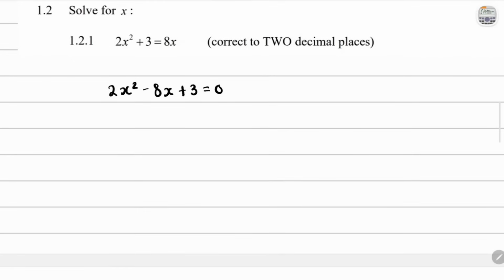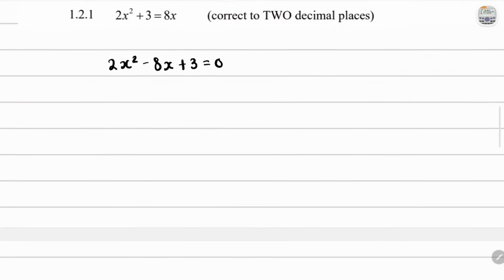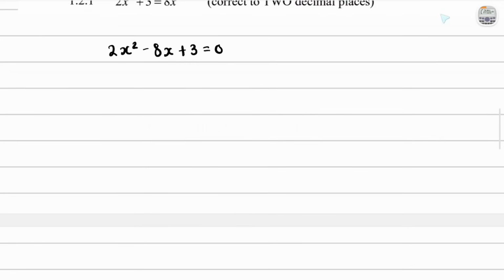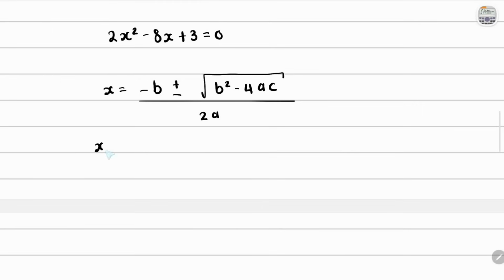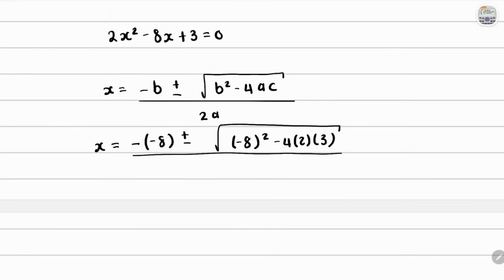Now that it's in standard form, we can use the quadratic formula, which looks like this. Now we're going to substitute our values. So x is equal to negative, and the value of b is negative 8, so that's negative (-8), plus or minus the square root of b squared, which is (-8) squared, minus 4 times a, which is 2, and then c, which is 3, all of that square rooted, all over 2a, which is 2.